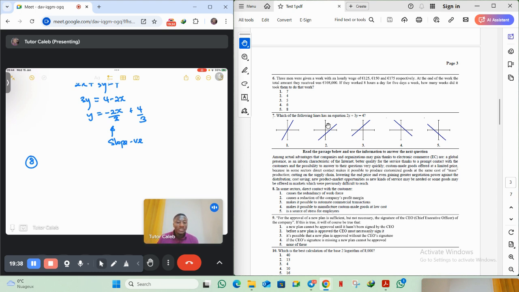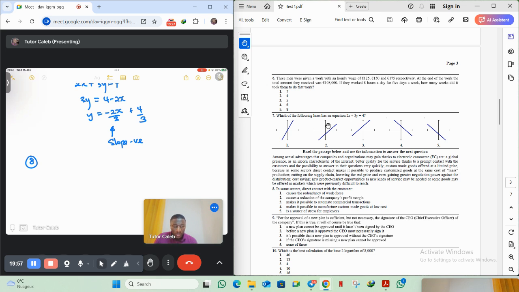I just used the word necessary. So if they tell us that the CEO is sufficient but not necessary, that means that they can go ahead to get the project signed or go ahead with the project without the signature of the CEO. Now let's look at the answer choice.